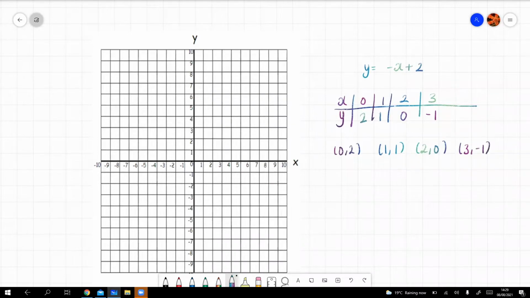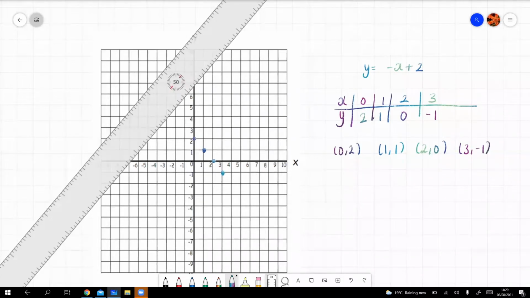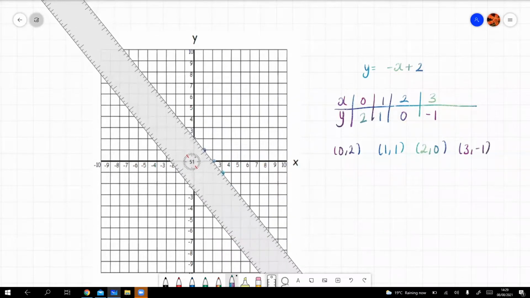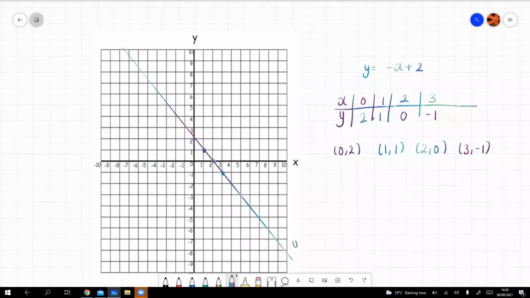Okay, then again, plot these on your graph. So 0, 2, 1, 1, 2, 0, and 3, minus 1. Again, remember to extend the line. Okay, the ruler's this way this time. Okay, and then again, label your line.